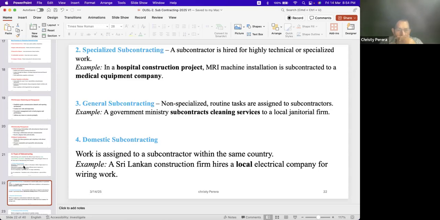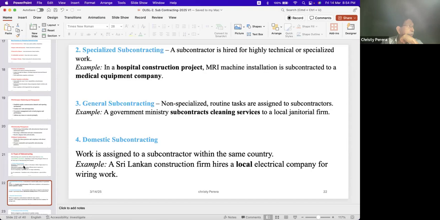A little bit difficult, this thing, but I will continue. It's okay. Work is assigned to a subcontractor within the same country. For example, a Sri Lankan construction firm hires a local electrical company for wiring work. That is called domestic subcontracting. Maybe a construction firm is Maga, right? Maga will hire a local electrical company for their building construction.